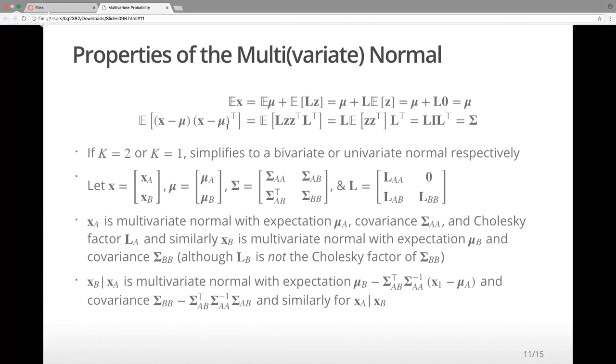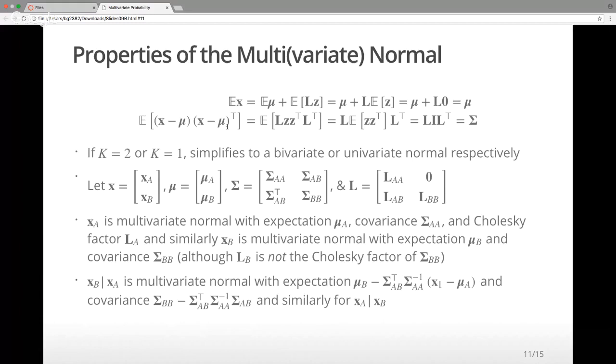Final property of the multivariate normal distribution that you have to know: XB, this subvector of X, conditional on XA, the top subvector of X, is also going to be conditionally multivariate normal. It is going to have conditional expectation mu B plus the bottom left part of the big sigma matrix, multiplied by the inverse of the top left, multiplied by the difference between X and its marginal expectation mu A. This should be XA here.